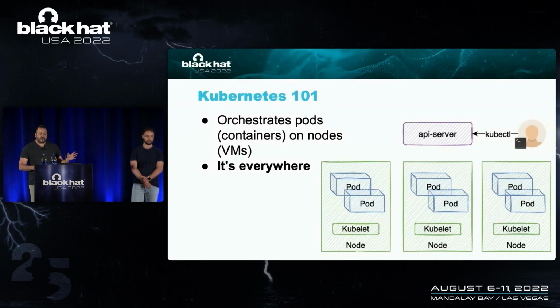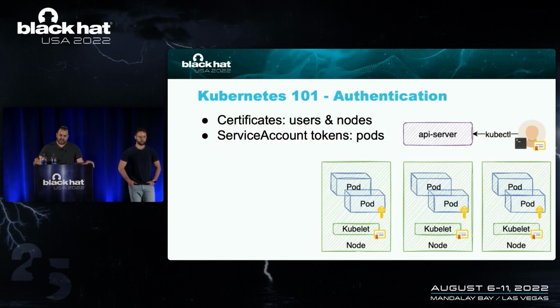So in one sentence, Kubernetes orchestrates pods, which are containers, on a node, which is a virtual machine. And basically today, it's everywhere. It's mostly heavily used in Linux workloads, on cloud and on-prem, and it's a very interesting environment for an attacker. We have the API server, which is the cluster gateway or brain, and the user can communicate with the API server using kubectl, the Kubernetes CLI tool. Then the API server will schedule a pod on the underlying node.